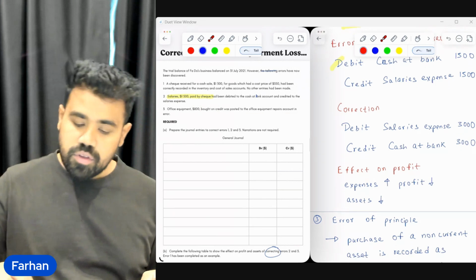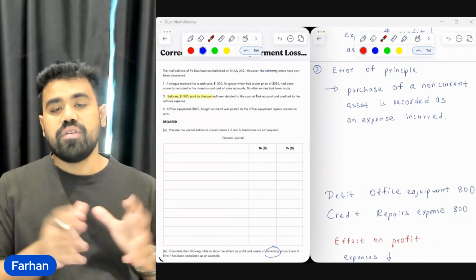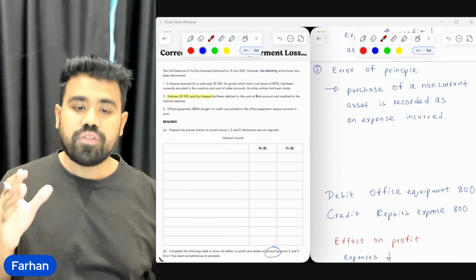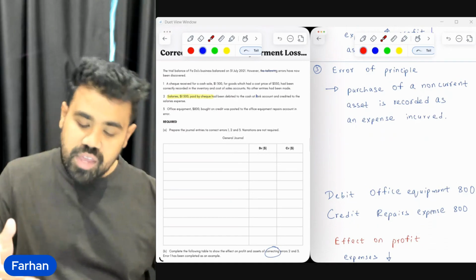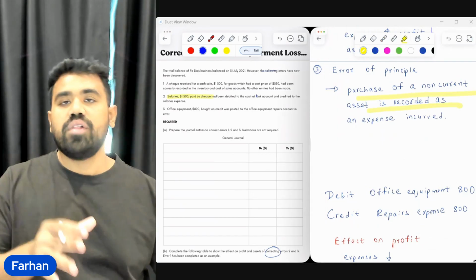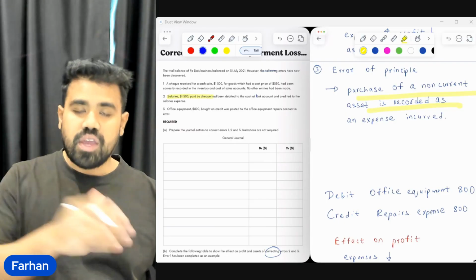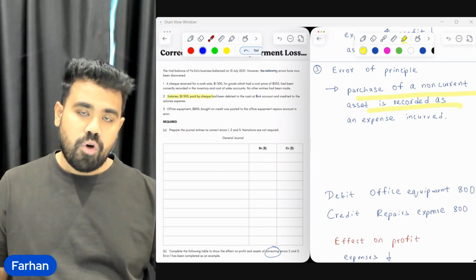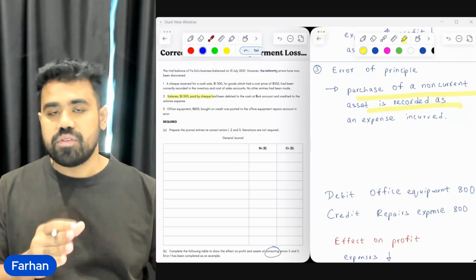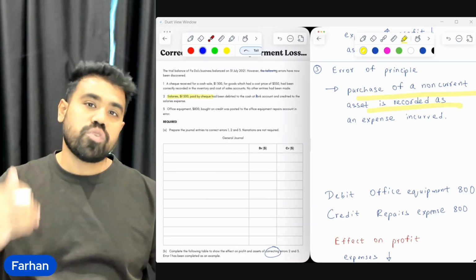All right. So this is what we classify as an error of principle. And the reason this is an error of principle is because the error is within the fundamentals. So what's the error that we're talking about? We can see clearly that the purchase of a non-current asset is incorrectly recorded as some kind of expense which has been incurred, right? So when this incorrect entry would have been done for increasing the expense, the business would have debited the repairs expense account. Is that not so? So how do we now fix it? So we reduce that expense account which was originally debited.